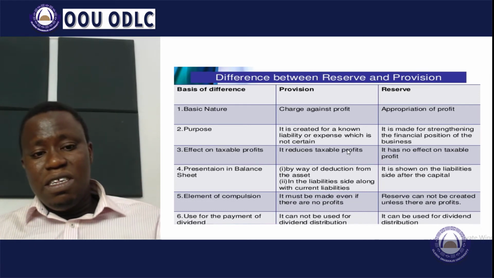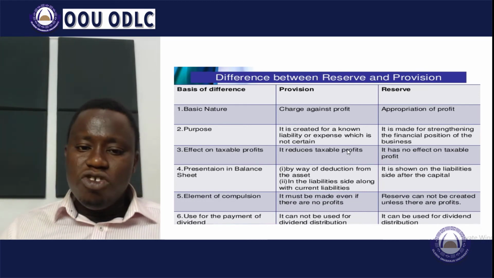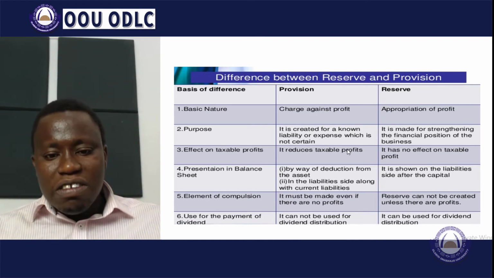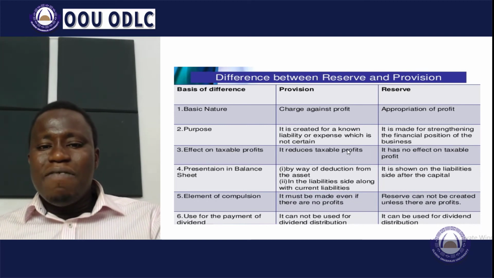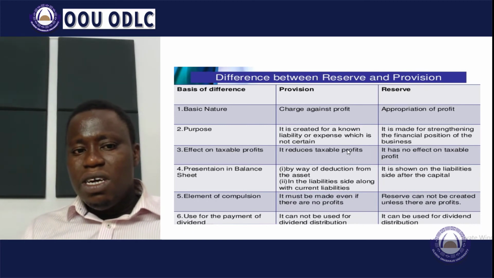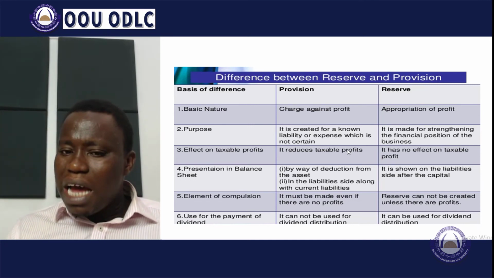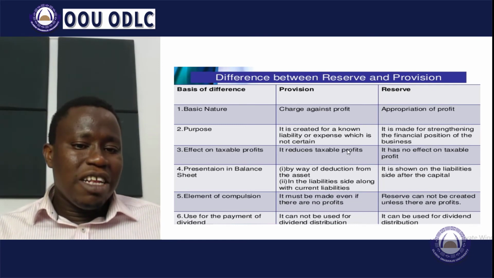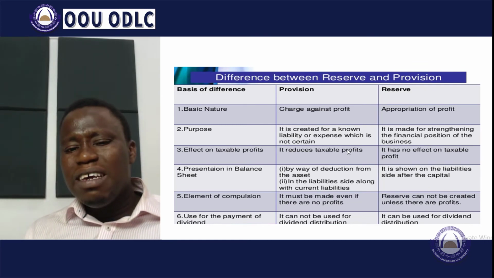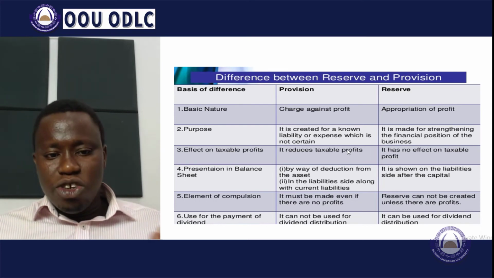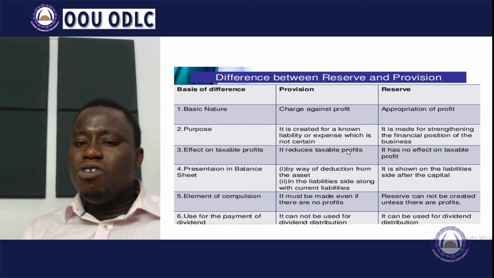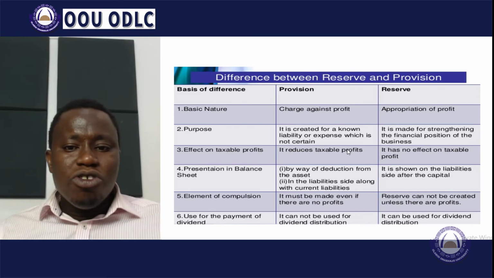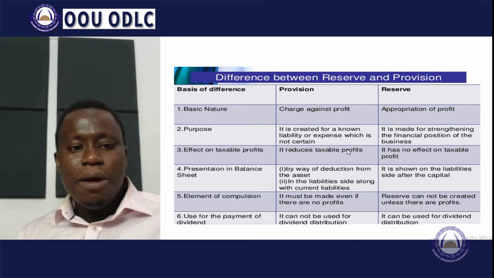Another difference is seen in the effect on taxable profit. Provision will definitely reduce taxable profit. Provision is usually charged alongside expenses before you arrive at profit. That was what I was explaining in the number 1 difference, that is a charge against profit. By doing that, it will reduce the profit and it will reduce the tax you will be paying. But reserve does not have any effect on taxable profit, because reserve is just the appropriation of the profit that you have already calculated.